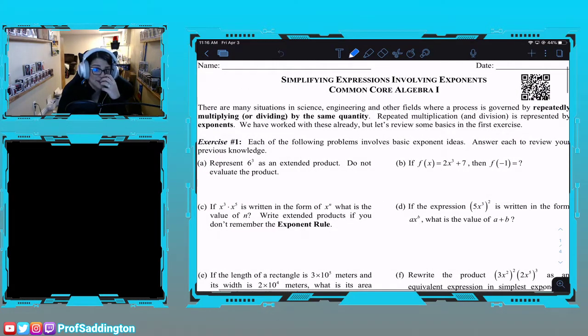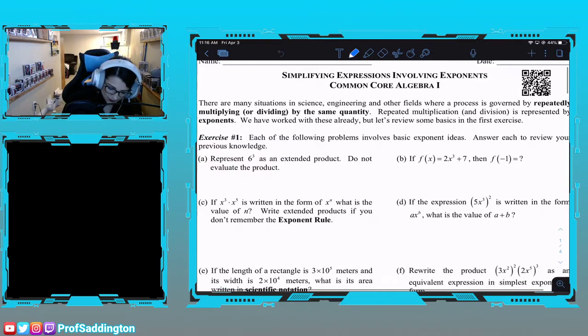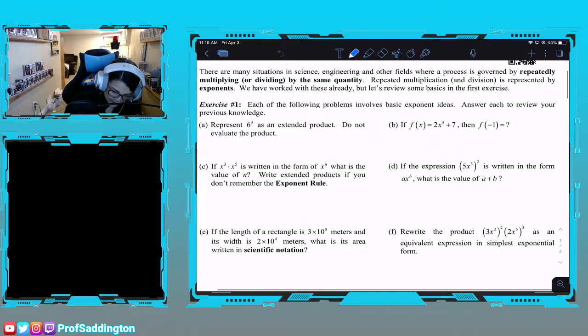So we're going to be simplifying expressions involving exponents, so a little bit of a review. You've been doing this since 8th grade, so hopefully this looks familiar. And as we know, repeated multiplication and division is represented by exponents.